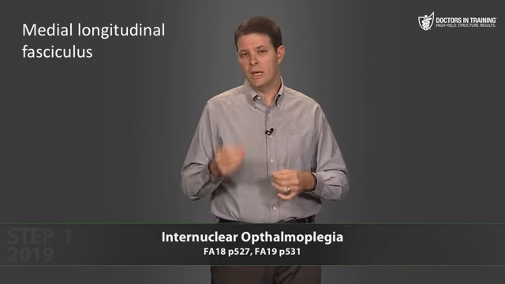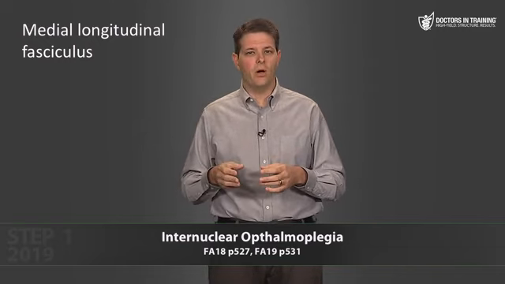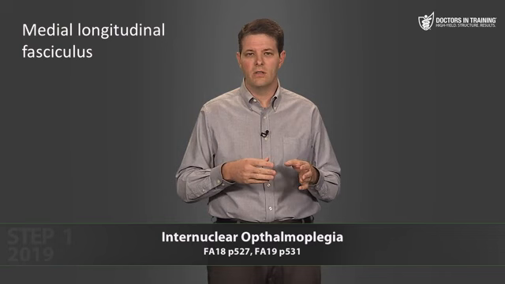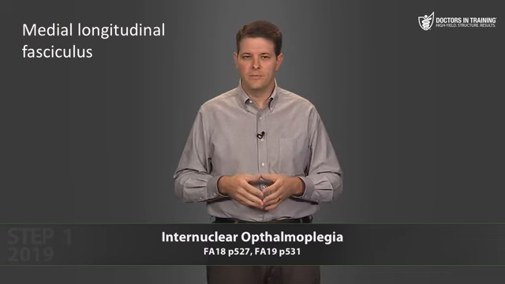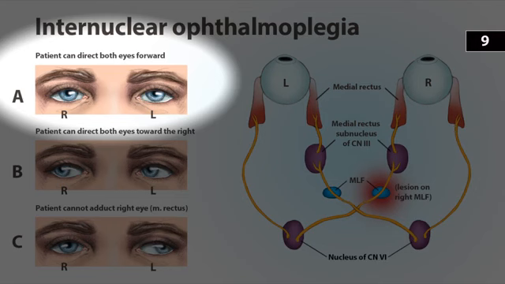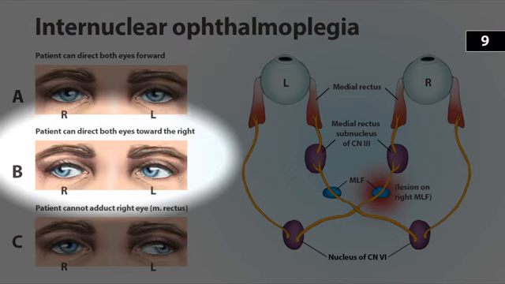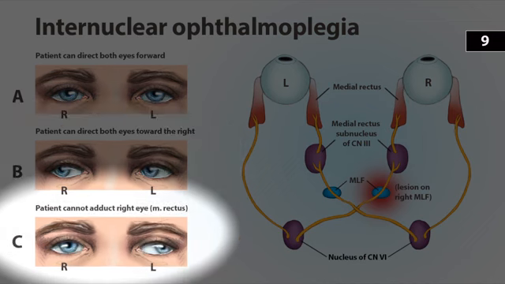So if you lesion the MLF, you're going to get a medial rectus palsy when you attempt a lateral gaze, when you try to look side to side. In letter A, the patient is looking straight ahead, which looks normal. In letter B, the patient is looking to the right, which also looks normal. But in letter C, when the patient looks to the left, you have two problems.